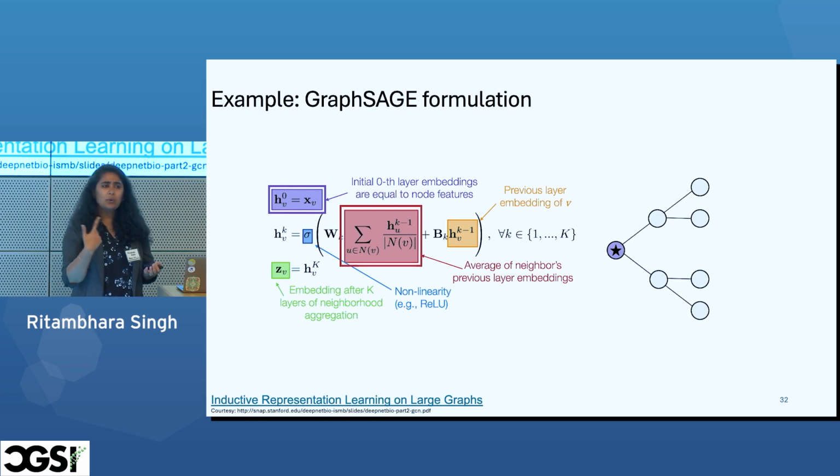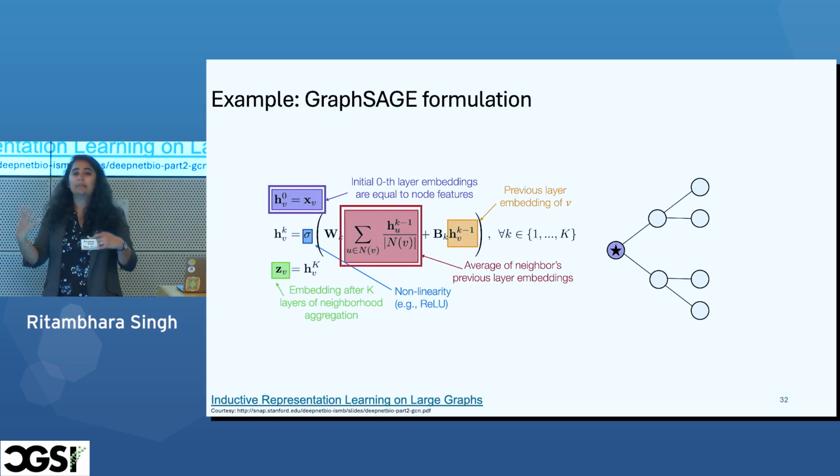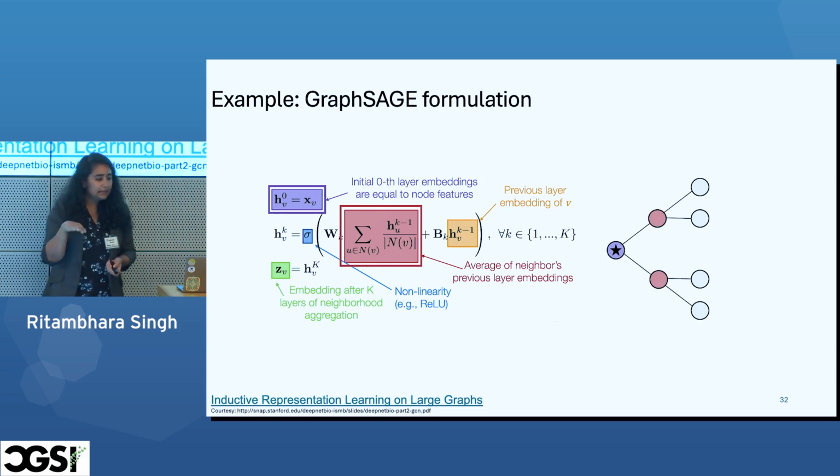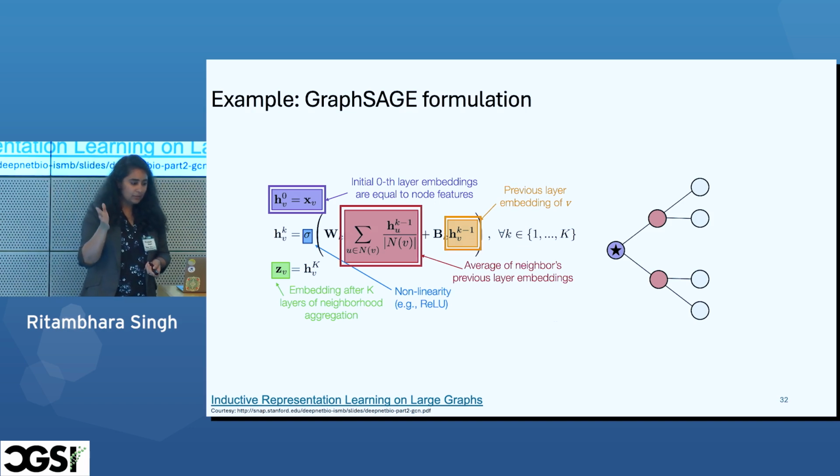Any ideas as to why we might be normalizing by the number of nodes? Exactly. Different nodes will have different numbers of neighbors, so we don't want information to get biased. If a node has a lot of neighbors, we don't want that neighbor's weight to be higher just because of its size. So we are normalizing by the number of neighbors. So those are my information from the neighbors.